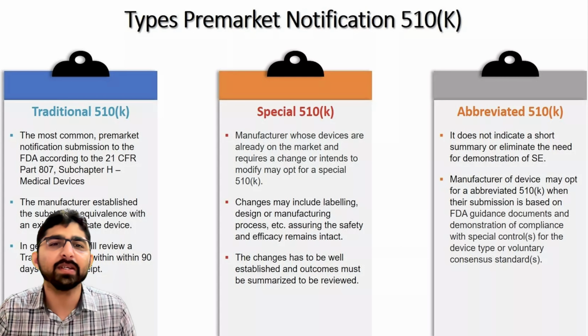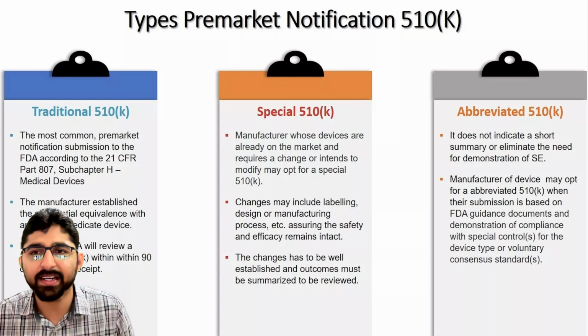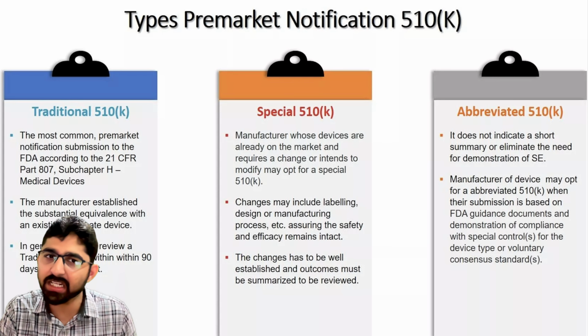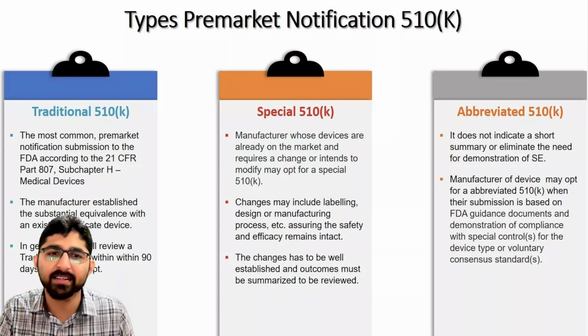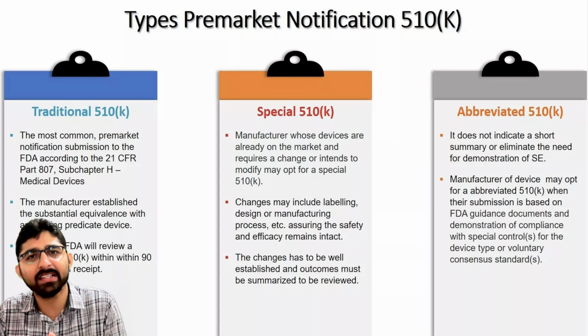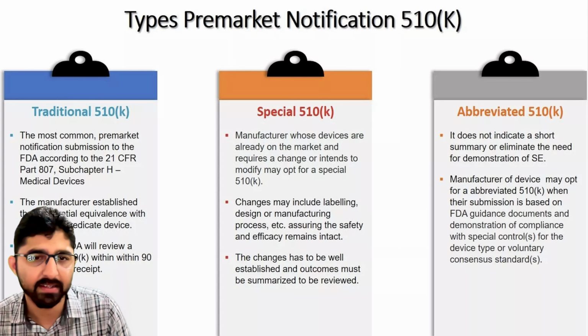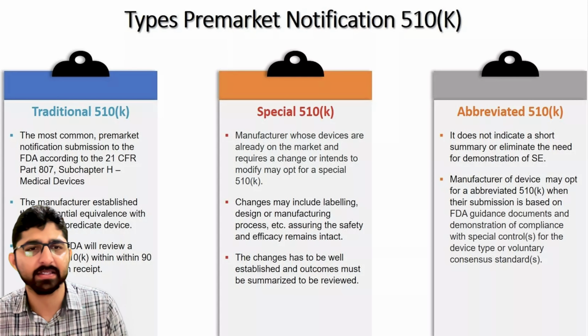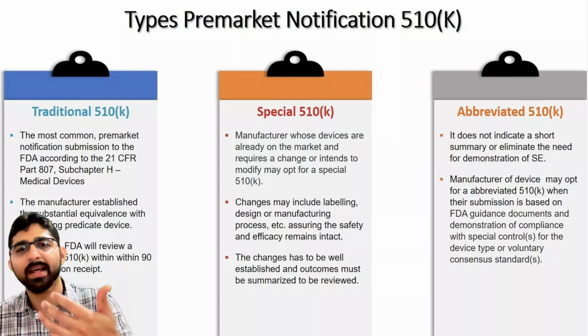Whereas the third one is called the abbreviated. In the abbreviated, you need to show substantial equivalence to a recognized standard, such as a special control or the guidance, rather than showing your predicate devices. So I hope this is clear. There are 3 types of 510K submission process: traditional, special and the abbreviated.